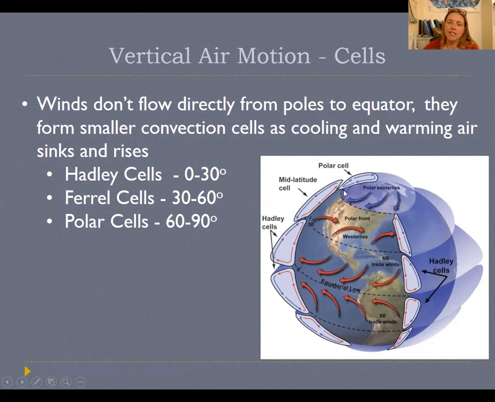And then we have subpolar low pressure zones at 60 degrees north and south latitude, where polar air is rising. And then we have the polar high pressure zones, where the coldest air is sinking up at the North Pole and the South Pole. So just like we talked about conceptually a couple lectures ago, the vertical motion of the air driven by temperature differences is influencing the pressure conditions at the surface.